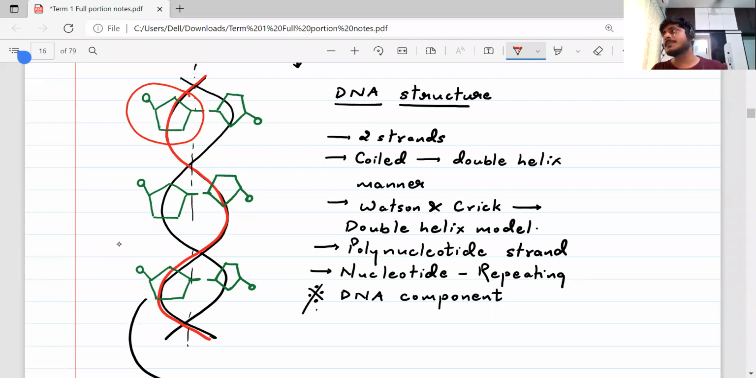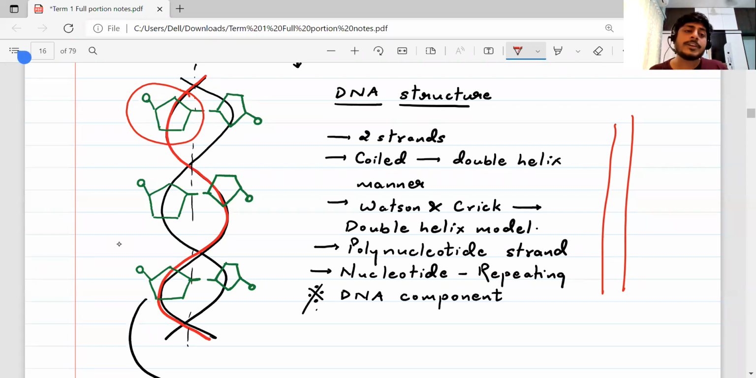How was the base? The base was nitrogenous. The phosphate, and how was the sugar? The sugar is pentose, meaning 5 carbon. And in this case, the sugar is deoxyribose, because it's DNA, no? So deoxyribose sugar. How many strands do you see? 2 strands are basically the vertical lines. What is the shape? Double helix. There's a central imaginary axis around which it is coiled. The double helix model of the DNA given by Watson and Crick.